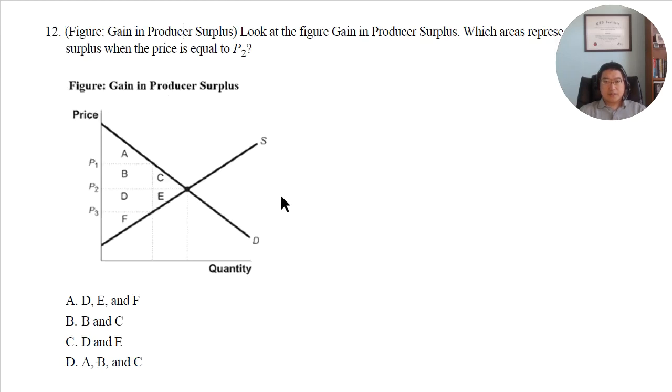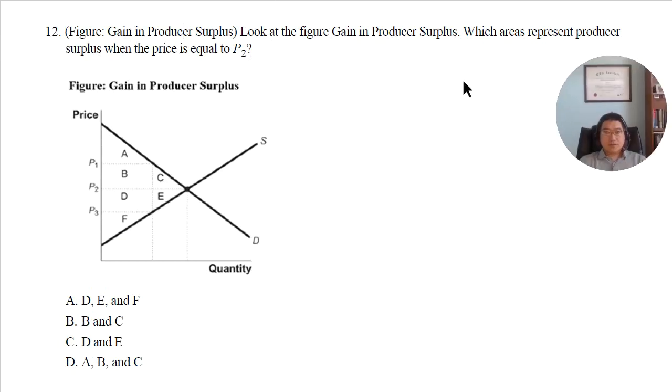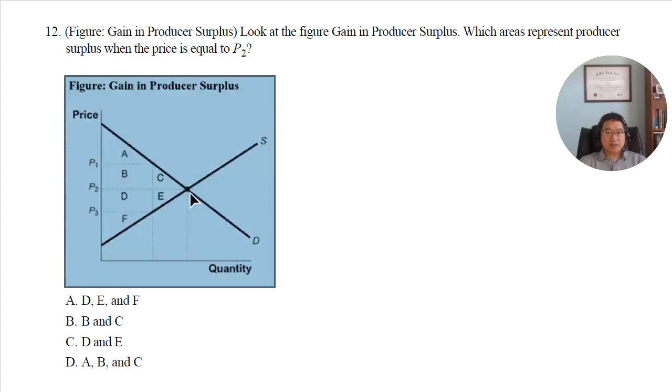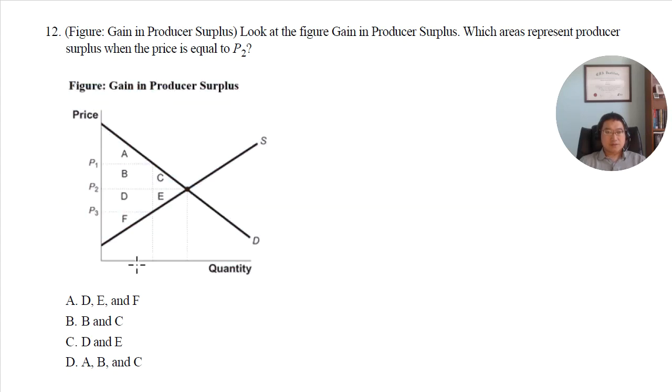Now let's look at question 12. Look at the figure, gain in producer surplus. Which areas represent producer surplus when the price is equal to P2? Well, P2 is the market equilibrium price actually. Okay, here we go. That is P2, it gives us the market equilibrium price.